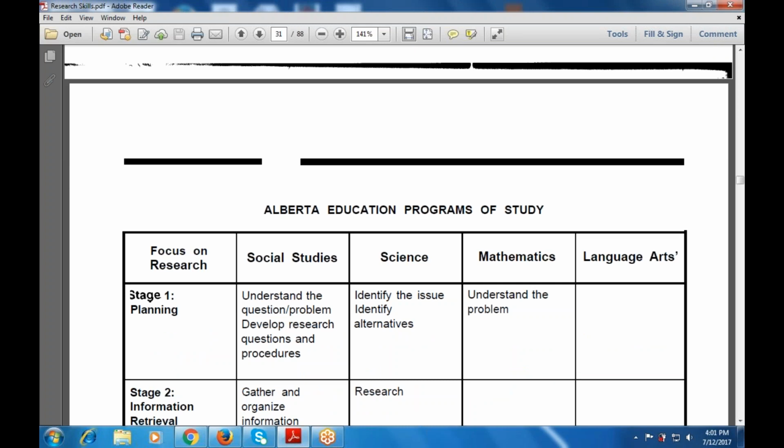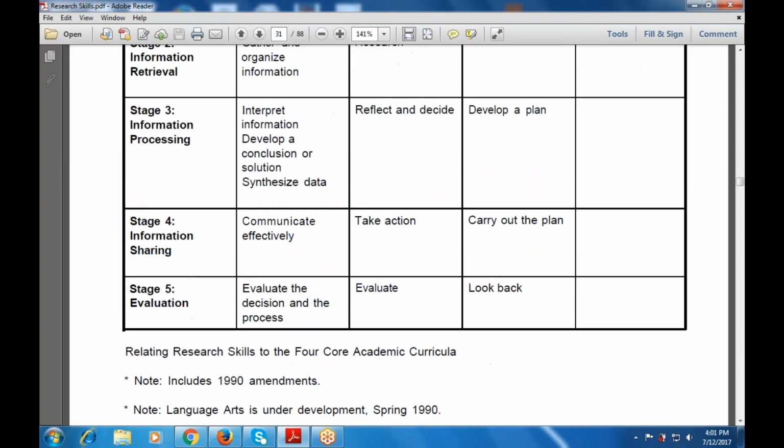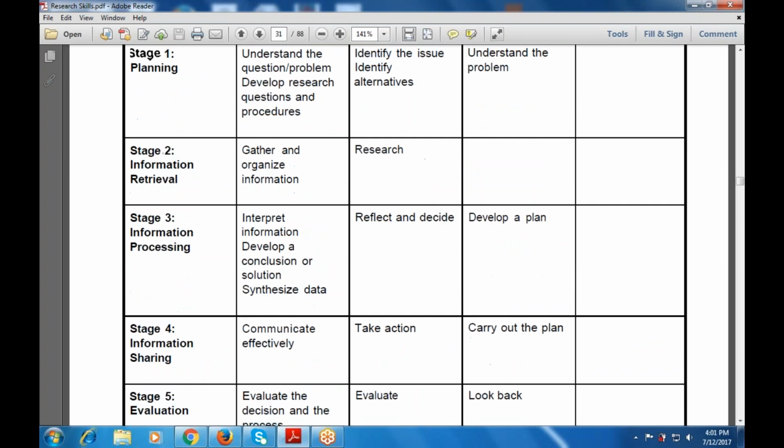And there are multiple stages over here: planning, information retrieval, information processing, information sharing, and evaluation. These are the 5 stages, and these are the subjects used to describe the Alberta School of Education.